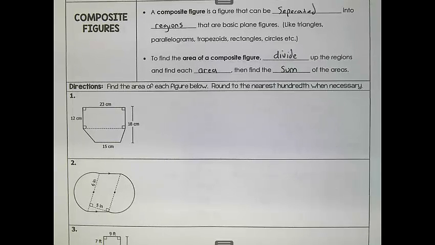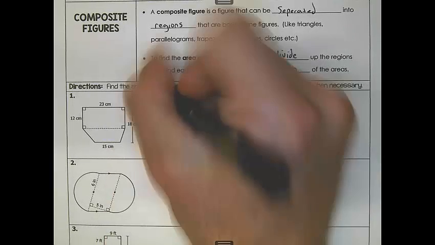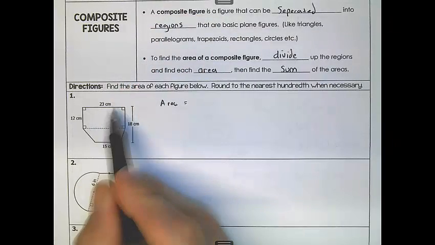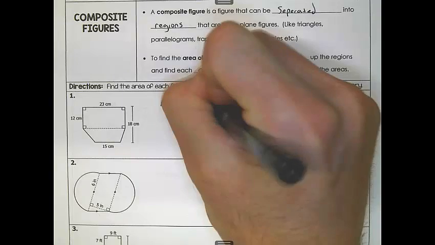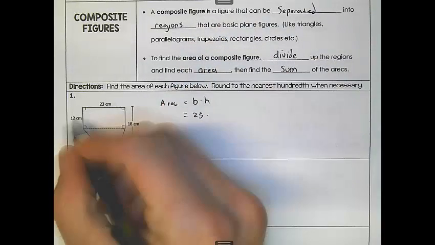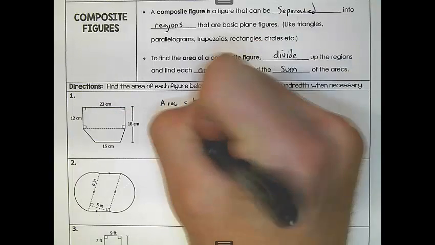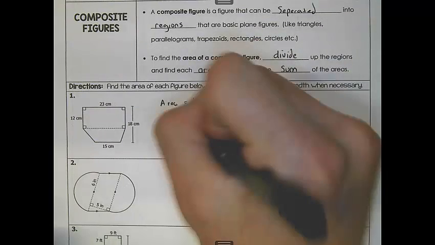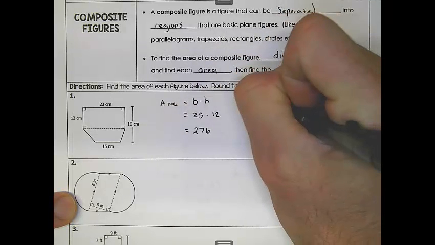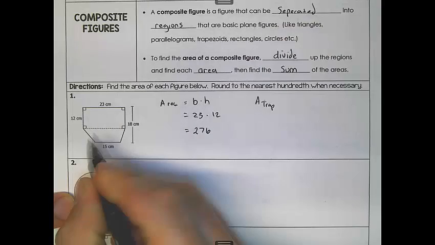So the first example here is one in which we have a rectangle and a trapezoid. Let's do the area of the rectangle first. Rectangle is just base times height. So the formula is base times height, and the base is 23 and the height is 12. So we do that multiplication, and we get 276. And then next we'll do the area of that trapezoid below it, right here.